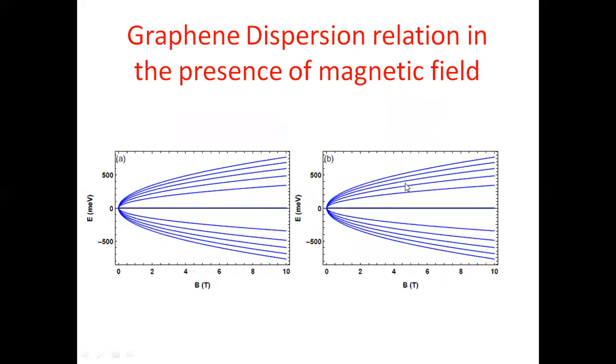Now we want to draw this dispersion relation as a function of magnetic field B. So for magnetic field B from 0 to 10, we plotted the eigenenergies as a function of magnetic field, and we obtained this dispersion relation for the K and K prime values, which are basically symmetric or equal to each other. So this is the dispersion relation of graphene.